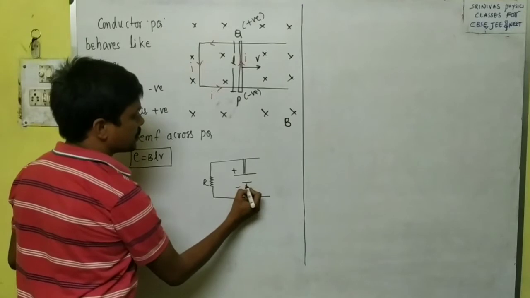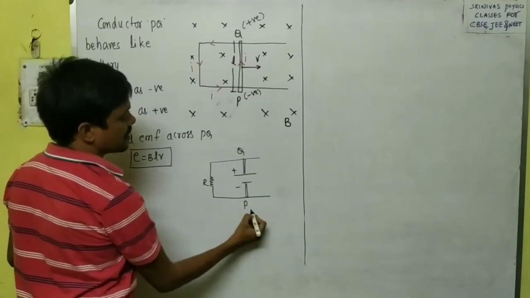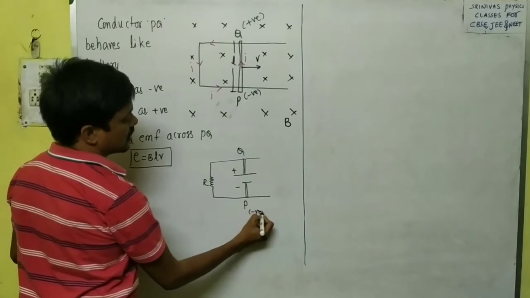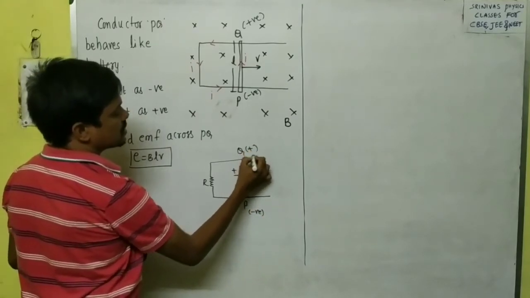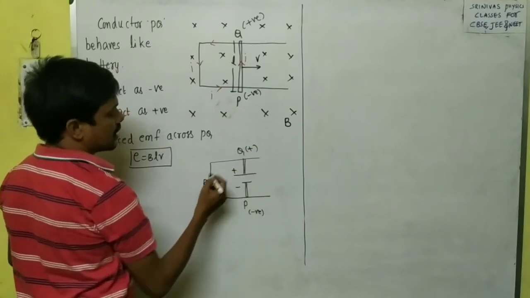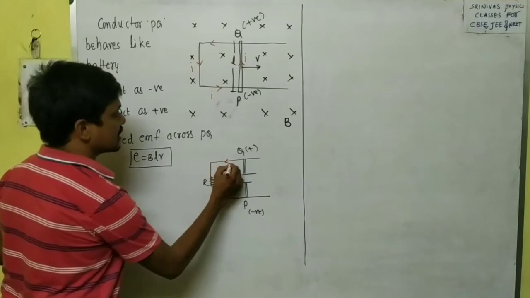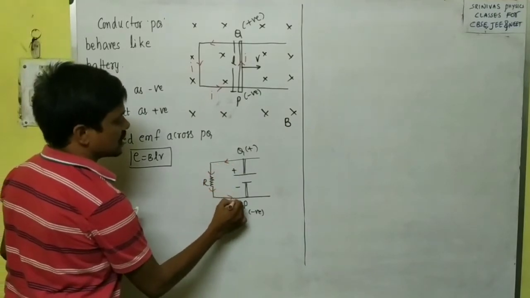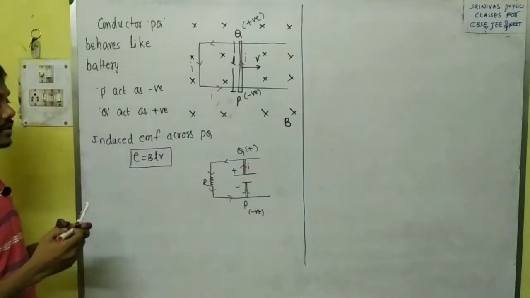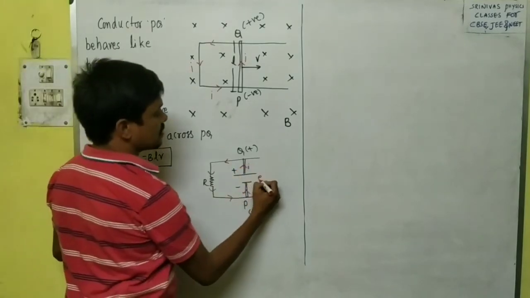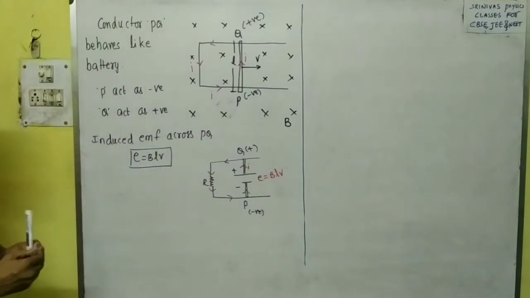This is PQ. This is P and this is Q. This will behave as negative, that's why we wrote negative terminal, and this will behave as positive, that's why positive terminal. And the current flows from positive to negative outside, like this and then like this. This is the direction of the current, and the induced EMF is written as BLV.